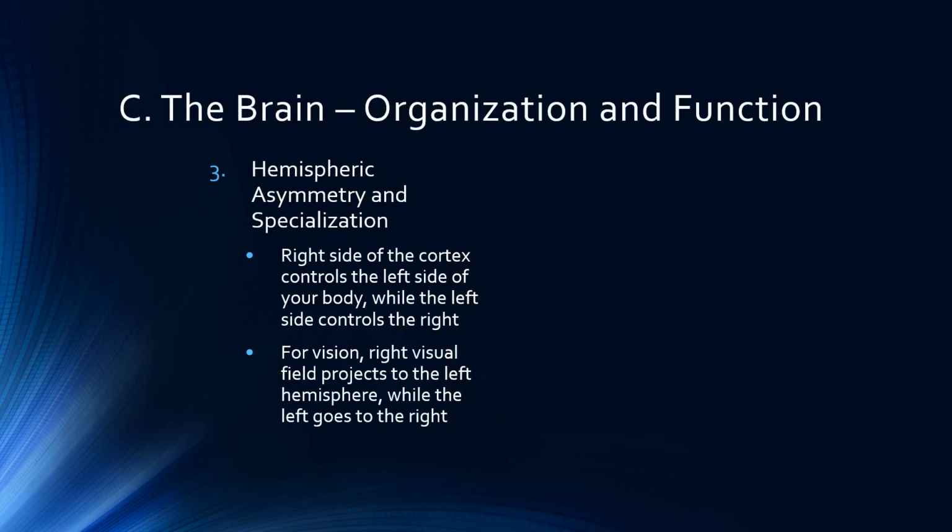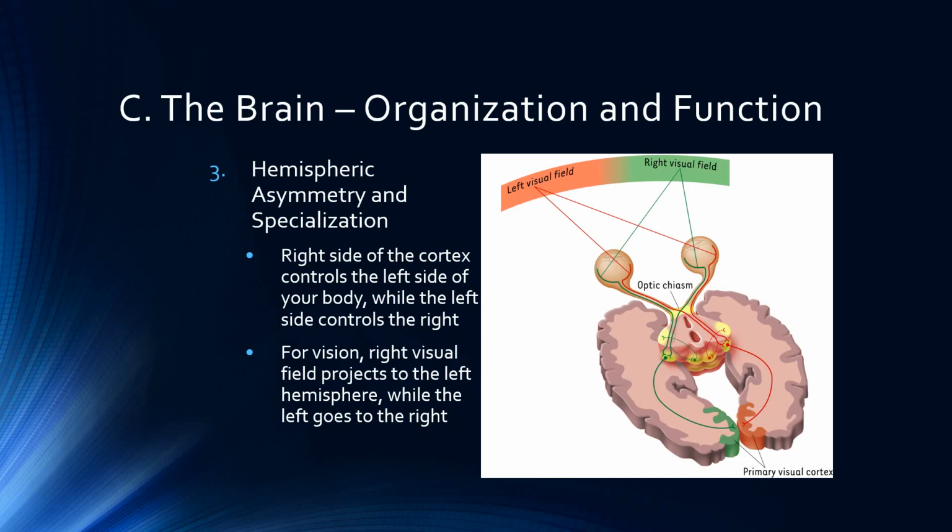I want to add one final note about hemispheric asymmetry and specialization. Remember that the right side of the cortex controls the left side of your body, and the left side of the cortex controls the right side of your body. For vision, it's the right visual field and left visual field. So we'll talk about split brain patients and other studies where we can project information to only one hemisphere.